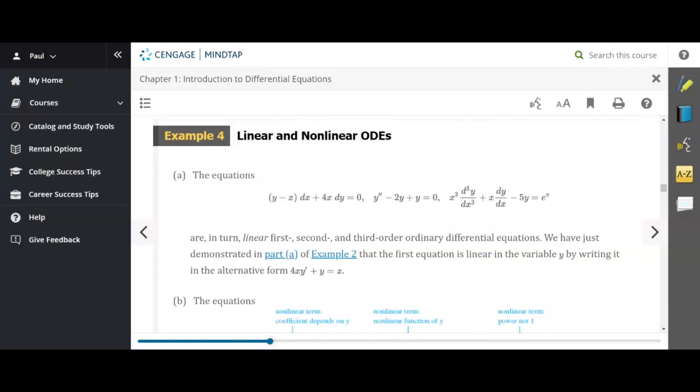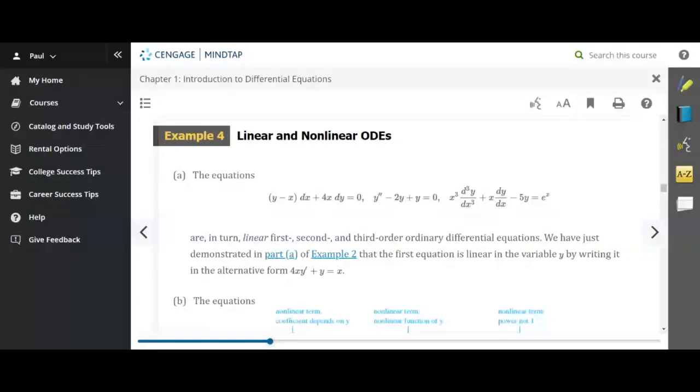So the equations are in turn linear first, second, and third order differential equations because they meet the conditions of the standard form of a differential equation above. Okay, they meet the form.